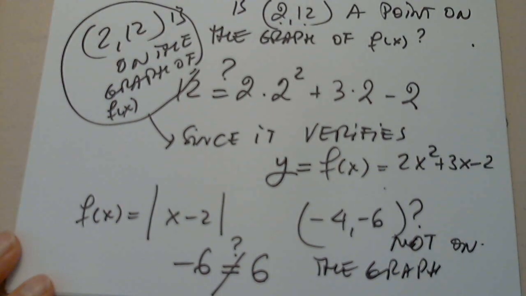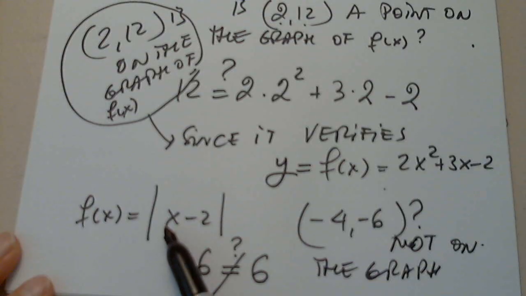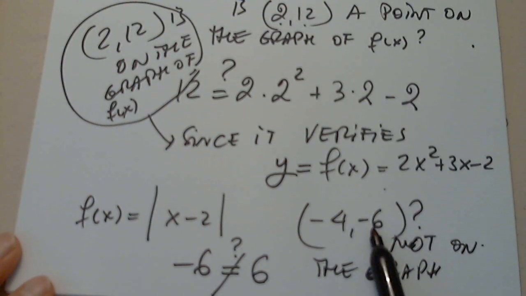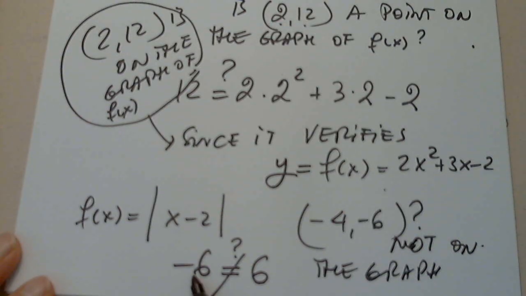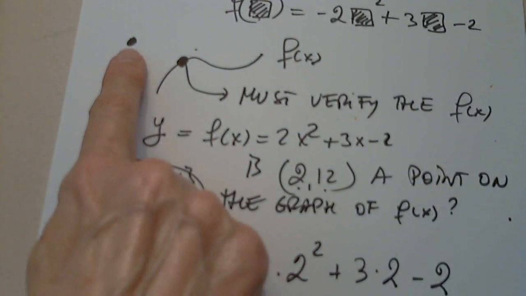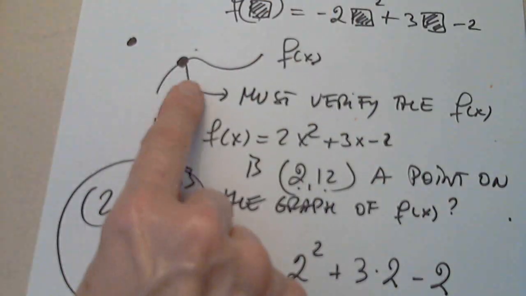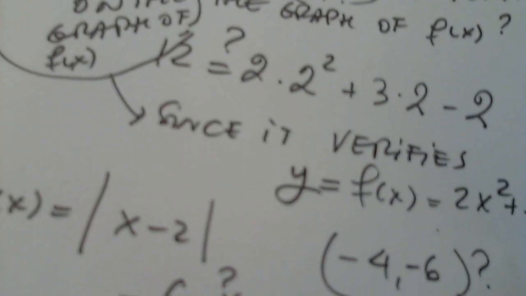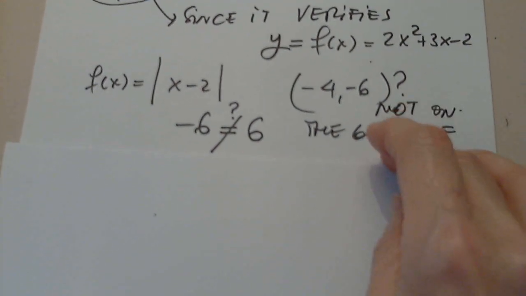Okay, so when x is -4, minus 2 is -6, the absolute value is 6. But y, or f of x, is -6. So this point is not on the graph of f of x. It does not verify the equation. Therefore, it's not a point on the graph. It's a point somewhere here, anywhere, doesn't matter, but not on the graph, because it does not verify the equation. Good. Moving on.